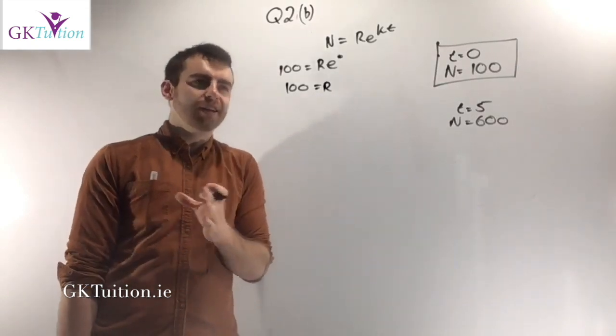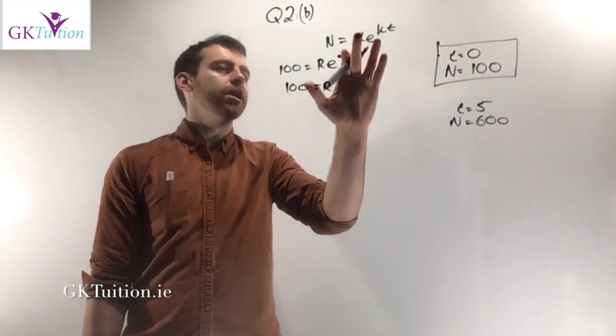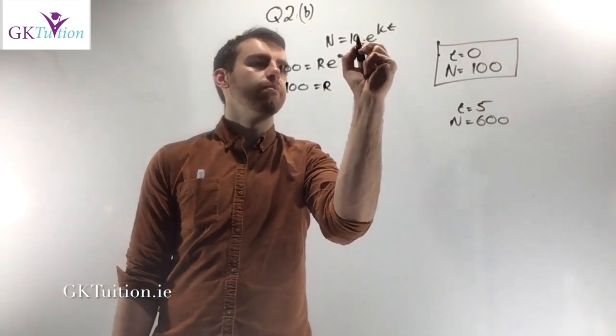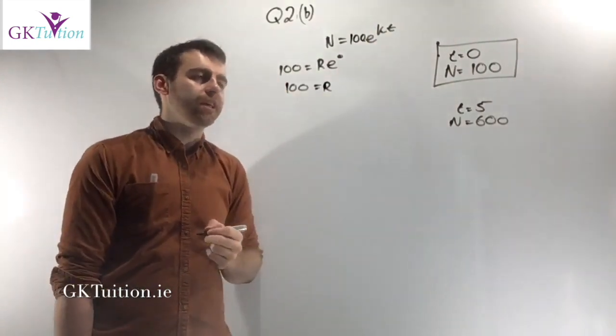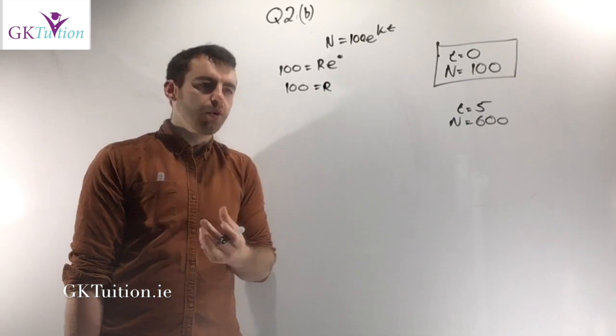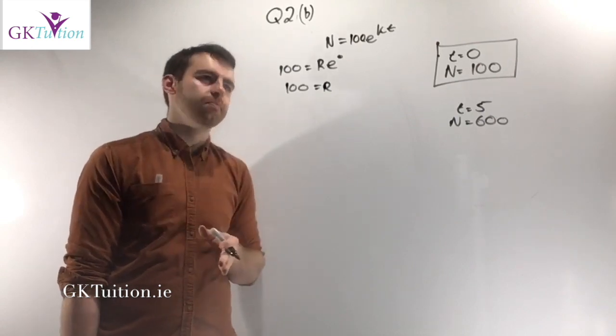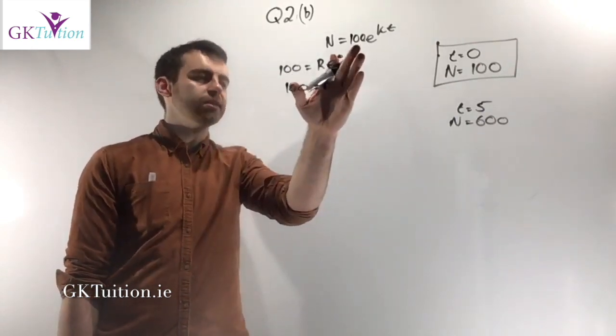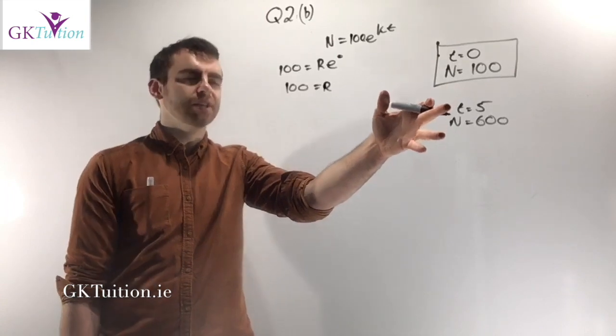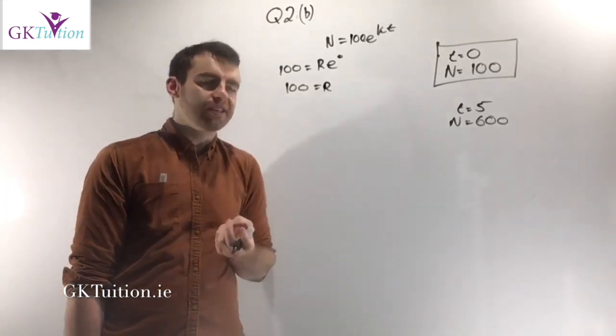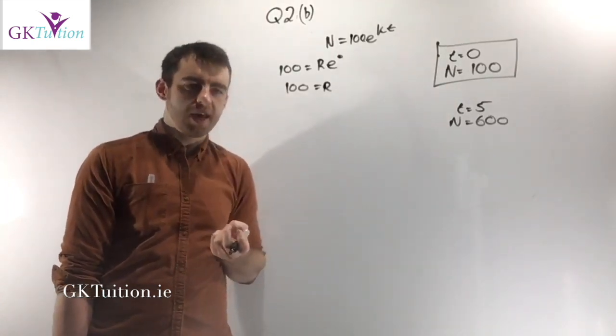So that actually changes the formula. From here on out, I can now view the formula as if n is equal to 100e to the power of kt, because A is not a variable, it's a constant. So now that I know what A is, if I sub in this piece of information, the only unknown I'm going to have is k, and I'll be able to find the value of k.